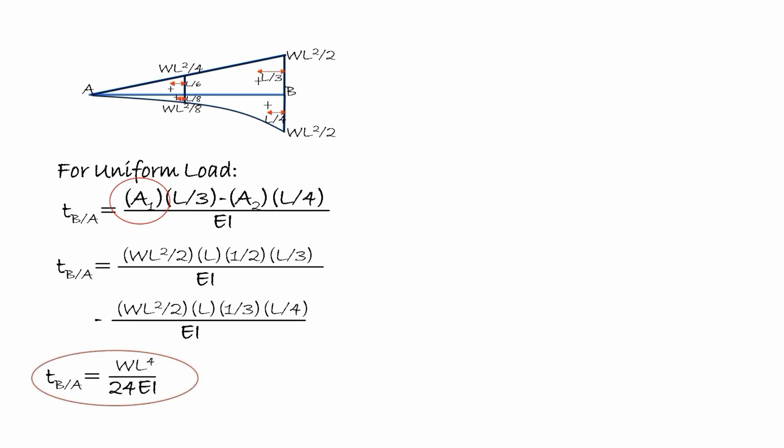A1 here is the area of this triangle, multiplied by this distance here from the centroid of a triangle to the point B. While A2 is the area of the spandrel, multiplied by the distance L over 4, all divided by E times I.